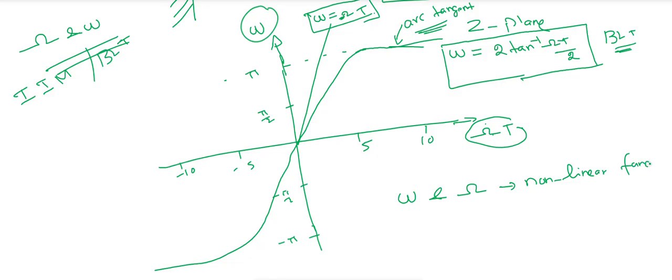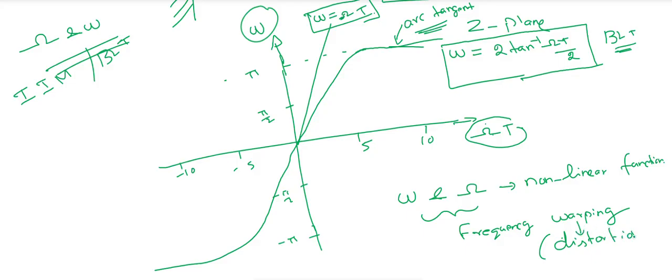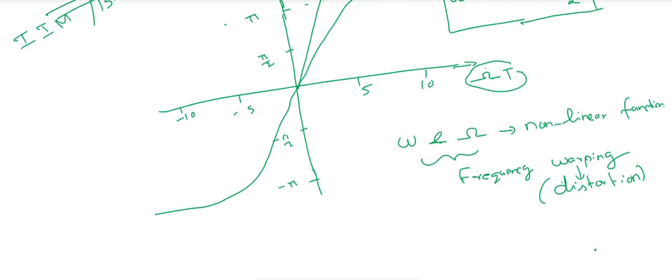Non-linear function. Due to this non-linearity, there is a frequency warping. Frequency warping means frequency distortion. Warping means distortion. So due to the non-linearity function between omega and omega, we'll derive now, there will be a distortion. So this is called frequency warping.